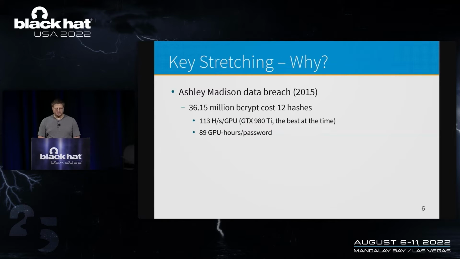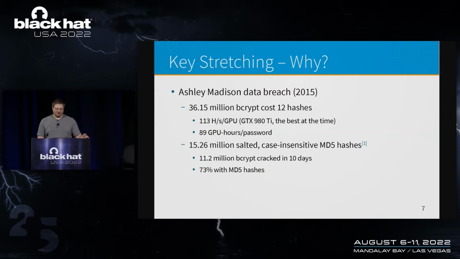So why would you key stretch for passwords? That's basically what I'm going to be talking about. But Ashley Madison, there was a breach. bcrypt cost 12. Those are really, really good key stretches. They're really slow. It's a little over 100 hashes per second that you can do on a GPU. So if you were to guess one password, such as "password", against all the password hashes in the database, it would take 90 GPU hours to guess one.